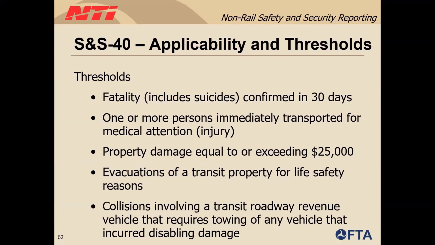Now that we have discussed the exclusions, here are the major event thresholds. Fatality, which includes suicide and confirmed within 30 days of the event. One or more persons immediately transported for medical attention and injury. Property damage equal to or exceeding $25,000. Evacuations of a transit facility or vehicle for life safety reasons. A collision involving a transit roadway revenue vehicle, which results in either the transit roadway vehicle or a non-transit roadway vehicle being towed away from the scene for disabling damage.